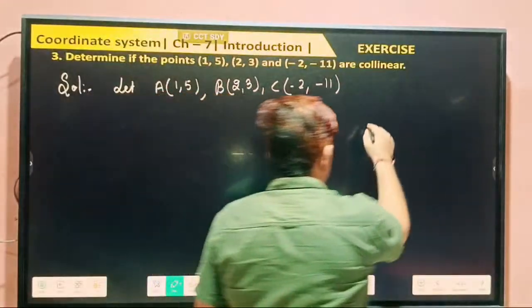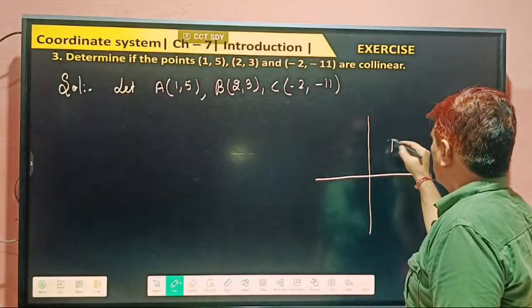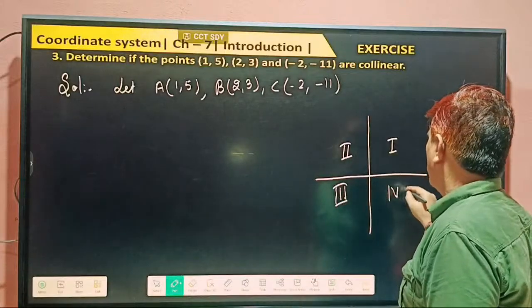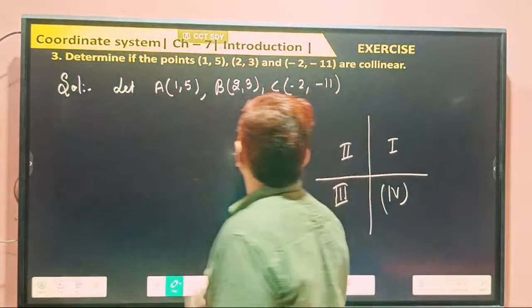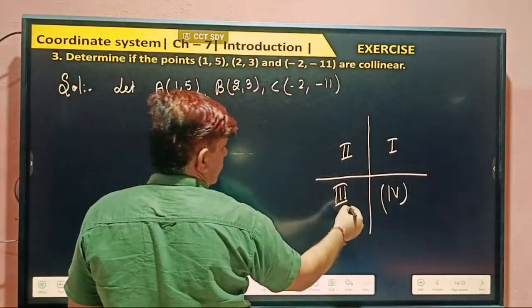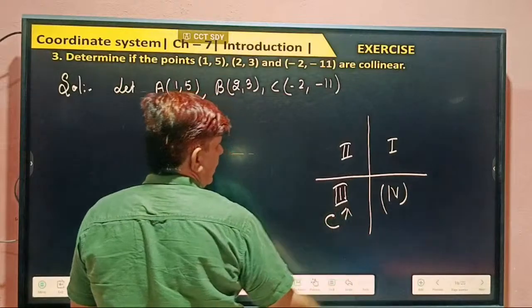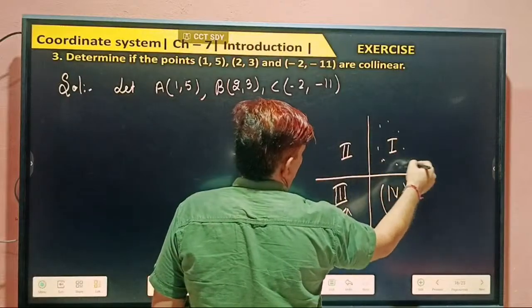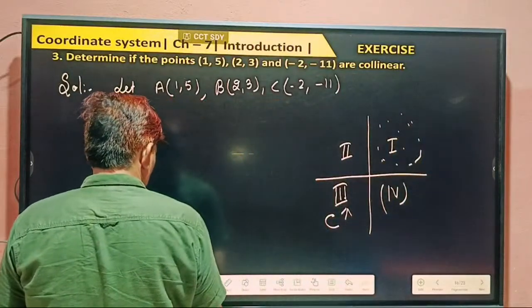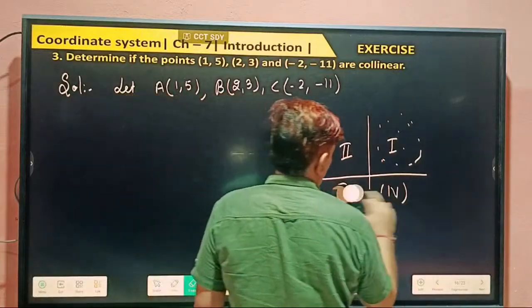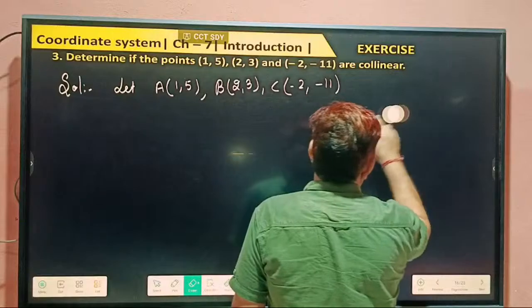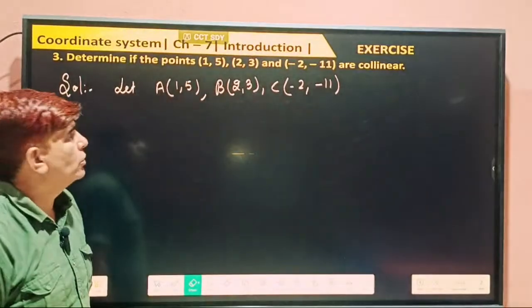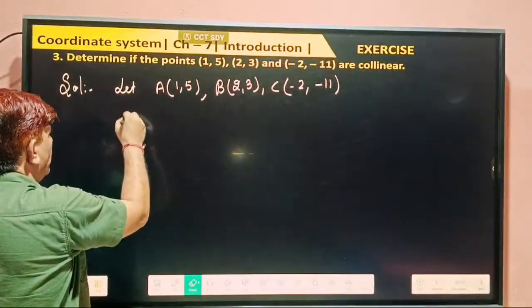So already I told you, once again I can explain. In the first quadrant both are positive, in the second quadrant x is negative, in the third quadrant both are negative, in the fourth quadrant what's negative? Y is negative. So here y is negative, x is also negative, so C lies here and these 2 points lie in the first quadrant. So you have to prove whether these are collinear or not. This question can come in the exam: do these 3 points lie in a line or not? So first we will find out AB.